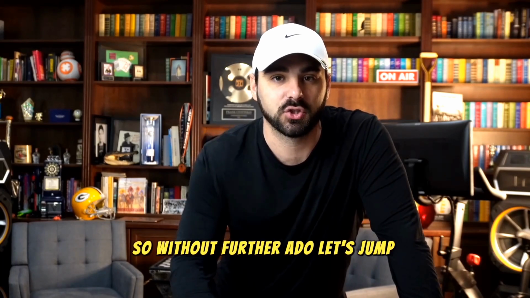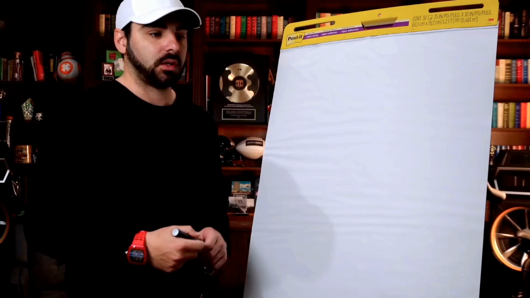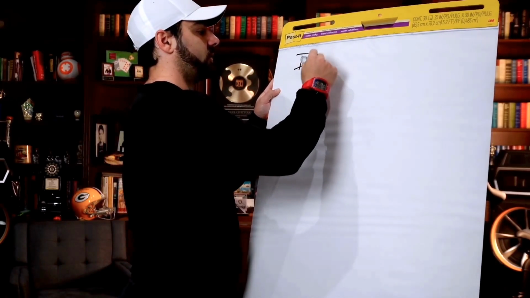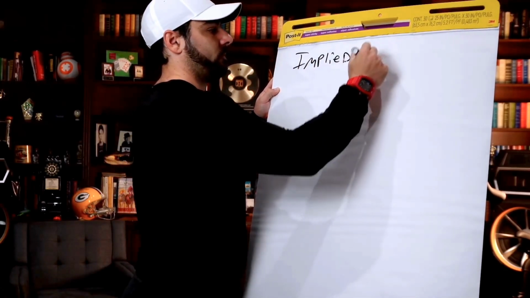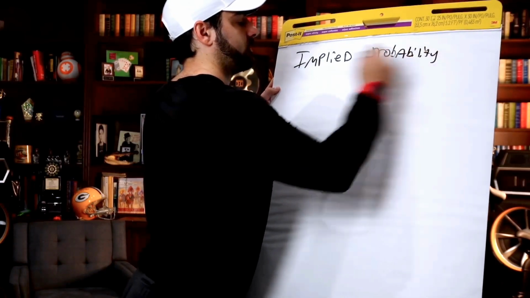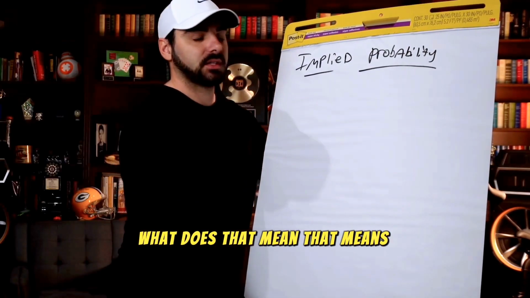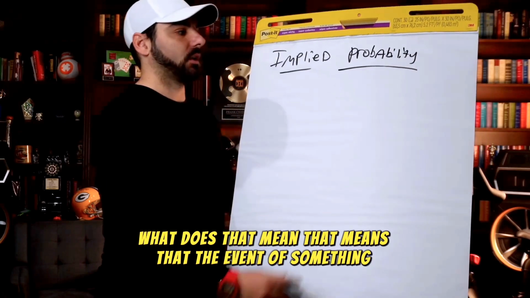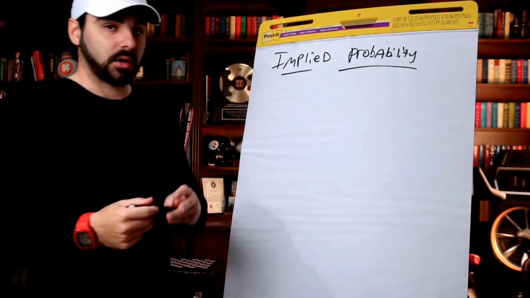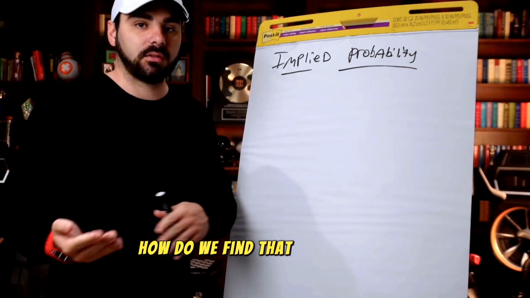So without further ado, let's jump over to the whiteboard and I'm going to show you guys exactly how you can get that done. All right, so first off, let's talk about the first thing here, implied probability. All right, what is implied probability? What does that mean? That means the percent chance of an event occurring. So how do we adapt that to sports betting? How do we find that with sports betting?